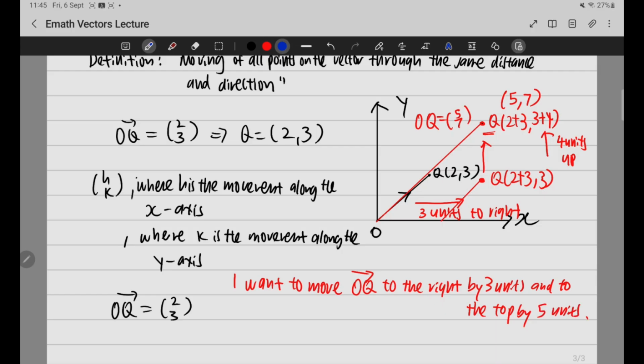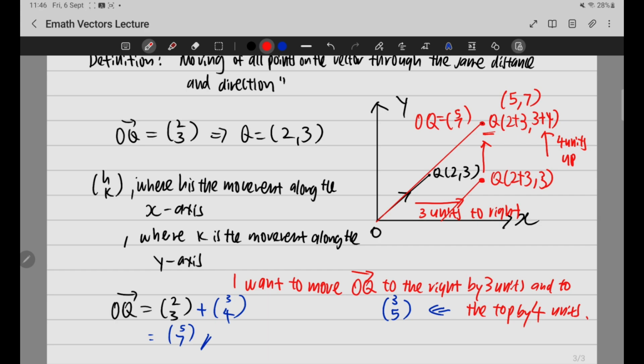That means I will need to add a column vector of (3, 5) to Q. So this one becomes plus (3, 5), and then this one becomes (5, 8). So my entire vector OQ will undergo a translation. Every single point on the vector OQ will move to the right by 3 units and to the top by 5 units. So that is the analogy over here. Not to confuse you, I'll just put 7 here, up by 4 units.